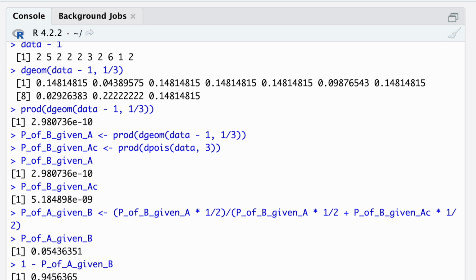In particular, the question is, what's the probability I flipped heads? And so given that you've seen this data, there's a 5.4% chance that you had flipped heads.